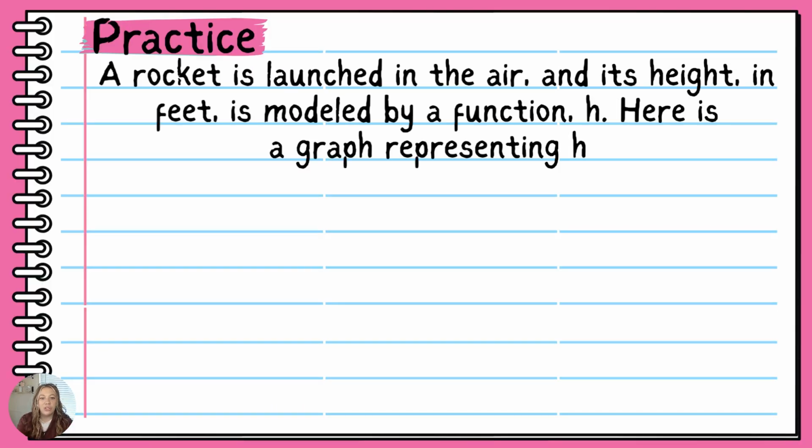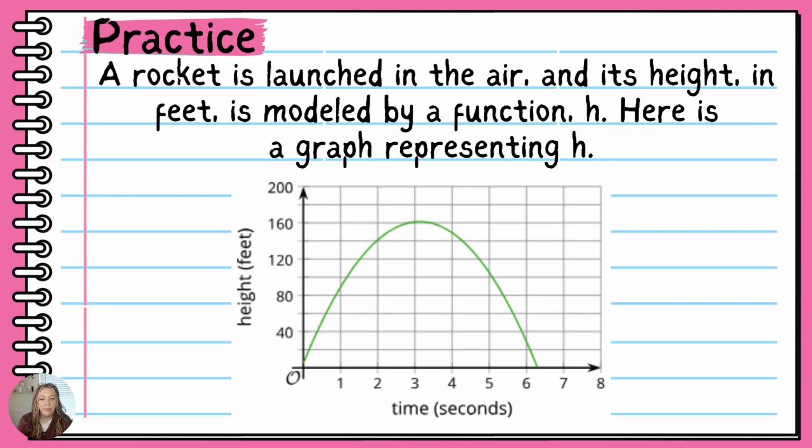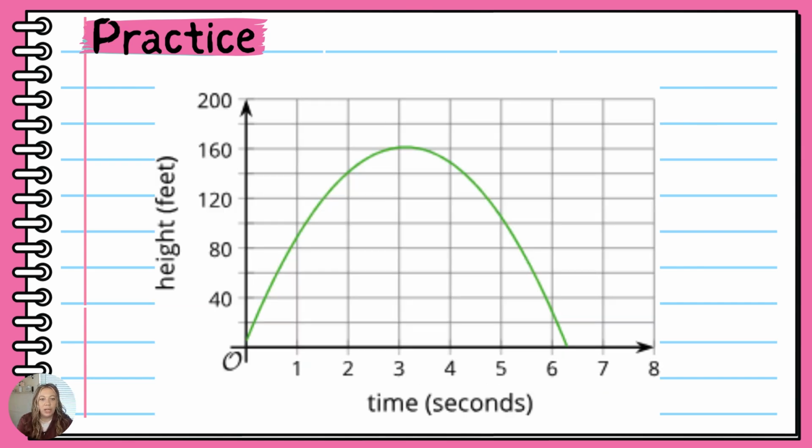A rocket is launched in the air and its height in feet is modeled by a function h. Here is a graph representing h. So let's dissect each piece of this graph. Let me zoom in so we can see it better. The y-intercept will tell us the initial height. So we can tell that the object started at around 15 feet.